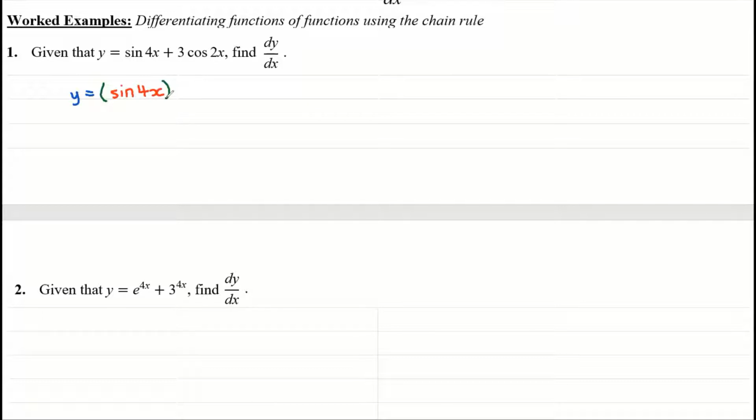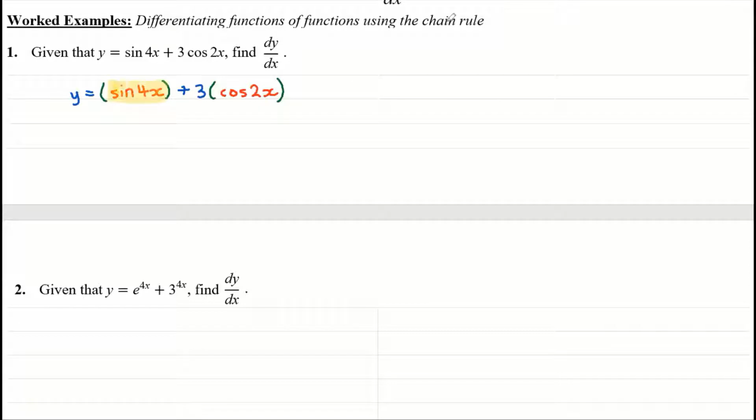And the second part, of course, is we're going to add 3, and then the new bit is the cos 2x. So I'll put that in brackets as well. Again, you don't have to do this. I'm just doing this to make it really, really clear what we're focusing in on, and also to remove any potential for errors in signs and things like that. All right. So first of all, let's differentiate the first bit.